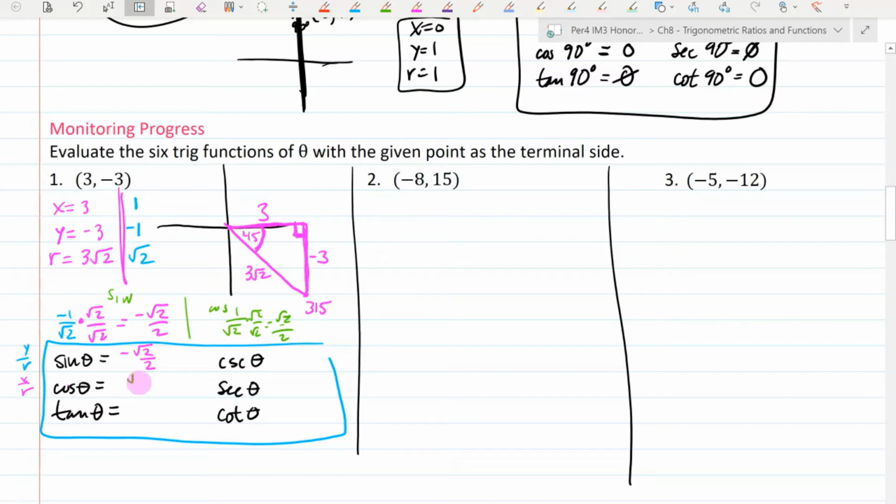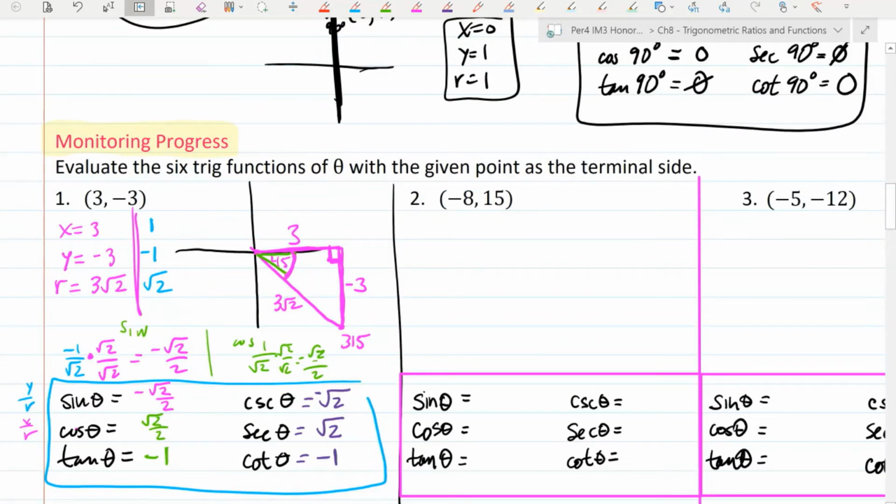Remember, all the 45-degree reference angles are going to have the same answers for x and y. Tangent is the slope. So tangent is y over x. The reciprocal of -1 is -1. The reciprocal of radical 2 over 2 is just radical 2. And those are your answers for number 1.